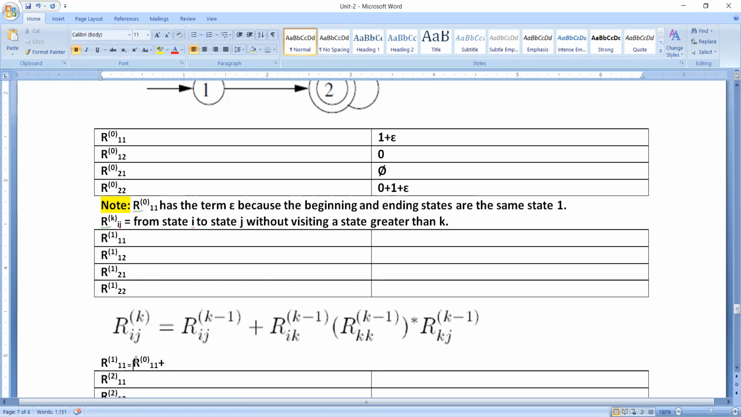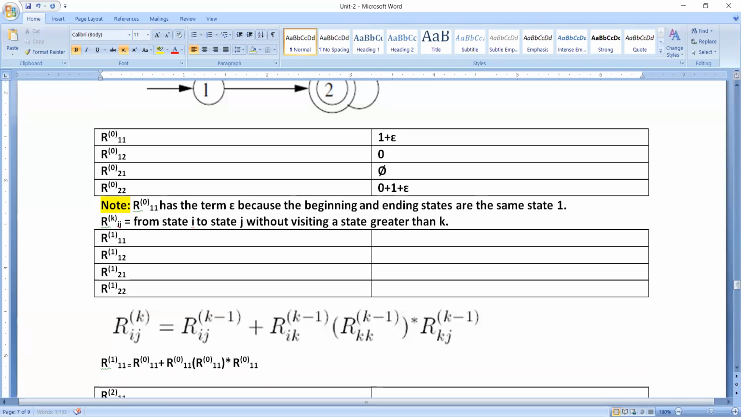now I am going to make use of the same formula and copy it. What is the next one we have? r ik. What is k here? k is 1, i is 1. That's the reason I have written r 1 1 power k minus 1, which will be 0, into. What do we have next? We have r kk. k is 1, so you will get the same r 1 1 power 0, r 1 1 power 0 star. Then r kj. k is 1, j is 1, so what we'll get is r 1 1 power 0.